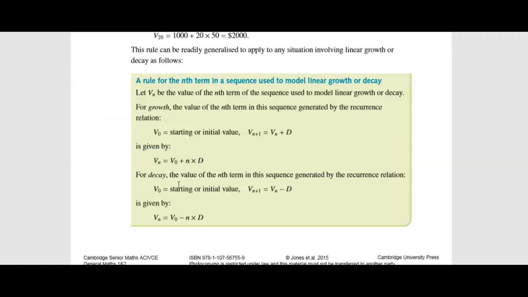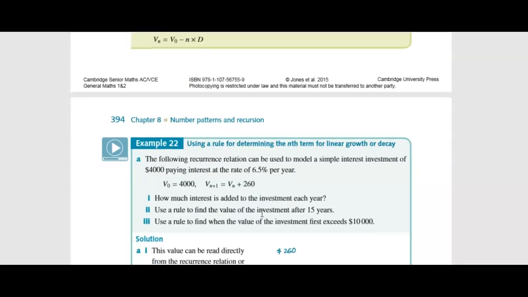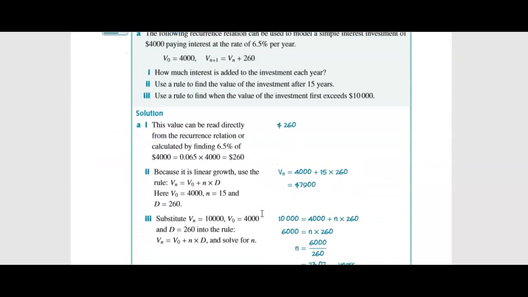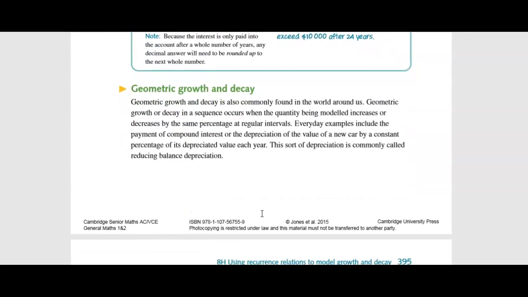If we're looking at decay, it's pretty much the same thing. You're just subtracting D. Okay, so it's going down. So recurrence relation, rule, recurrence relation, and the rule. Okay, so there's example 22, which you can have a look at in your own time.